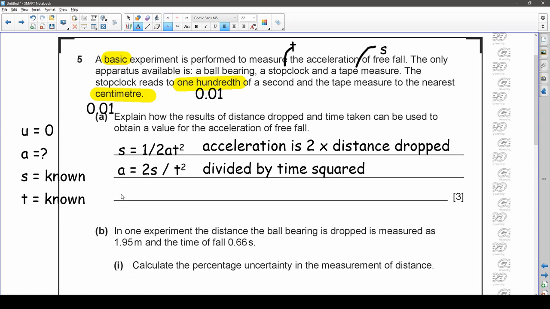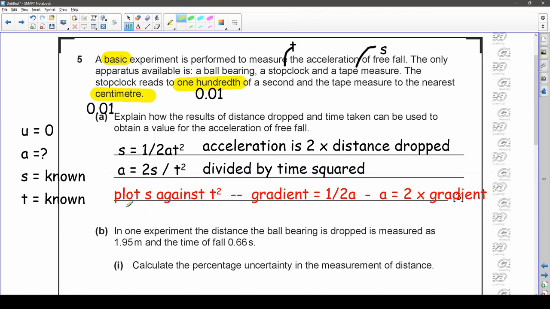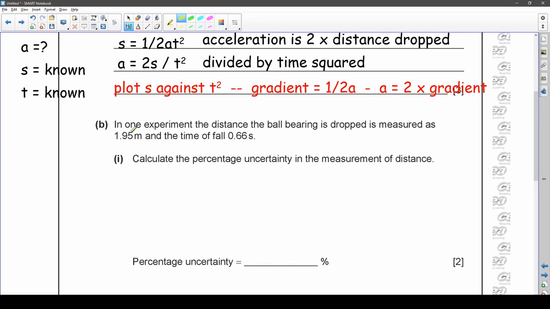My preference, though, and almost certainly the examiner's preference, would be to do y equals mx plus c, and plot s against t squared for our graph. Then the gradient would equal a half a, so a equals 2 times the gradient. I'm imagining that's what we're after, because there are 3 marks there. There's a mark for plotting s against t squared, a mark for the gradient being a half a, and then a mark for saying that the acceleration is twice the gradient. Good job.